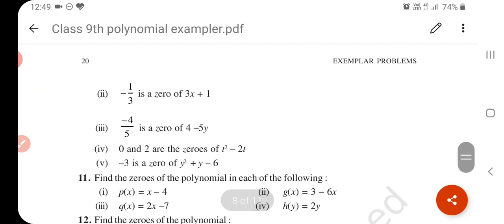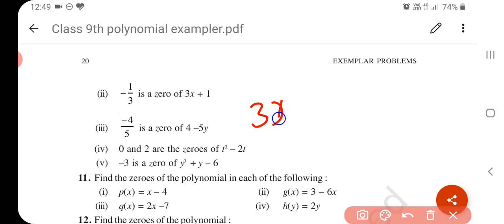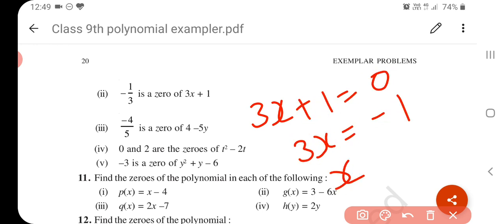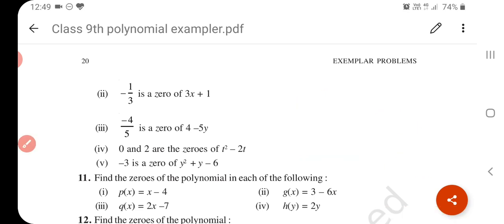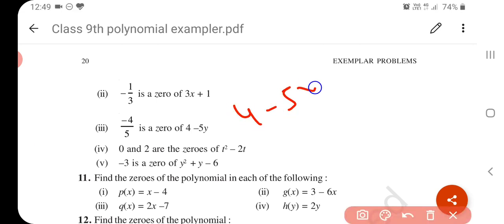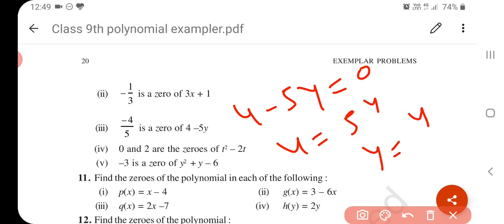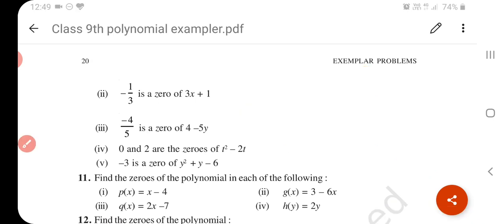Okay, minus 1 by 3 is a 0 of 3x plus 1. So what we do, yes, it's true because if we write 3x plus 1 is equal to 0 and 3x is equal to minus 1, so x is equal to minus 1 by 3. So its statement is true. Minus 4 by 5 is a 0 of 4 minus 5y. So it's false because if we write 4 minus 5y is equal to 0, so 4 is equal to 5y or y is equal to 4 upon 5, that is plus 4 upon 5, not minus 4 upon 5.